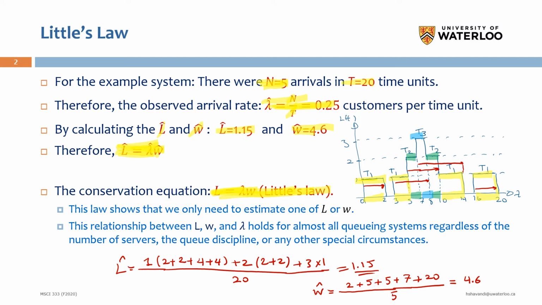The good thing about Little's law is this: this relationship holds for almost all queuing systems, regardless of the number of servers, the queue discipline, or any other special circumstances. So it's general and it holds for all queuing models.